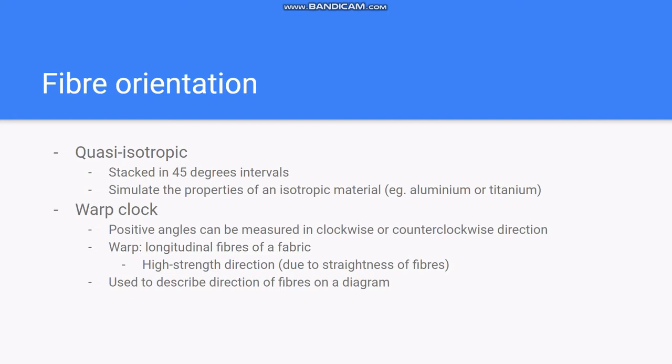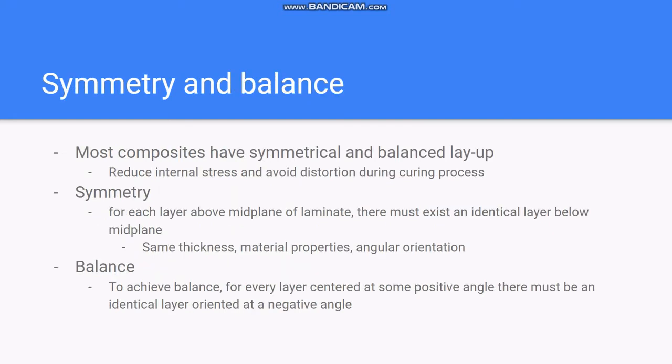Many composites have a symmetrical and balanced layup, as it reduces the internal stress and avoids distortion during the curing process. Symmetry is very important, as for each layer above the mid-plane of the laminate, there must be an identical layer below the mid-plane. The identical layer must be of the same thickness, same material properties, and same angular orientation. And balance is achieved by having every layer centered at a positive angle, and an identical layer must be of a negative angle so that it balances out.